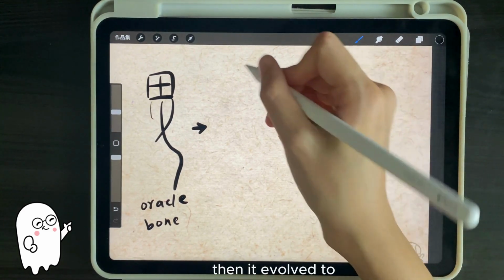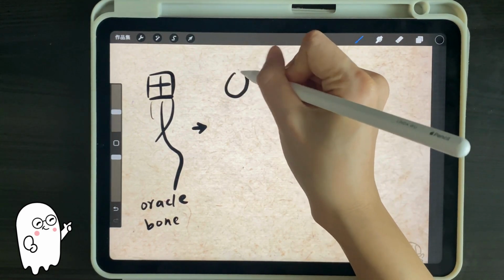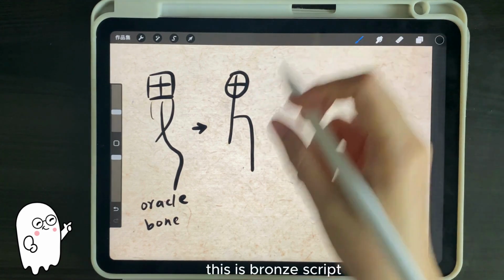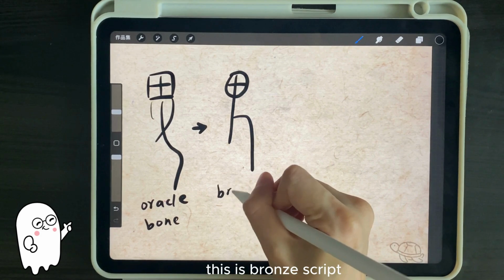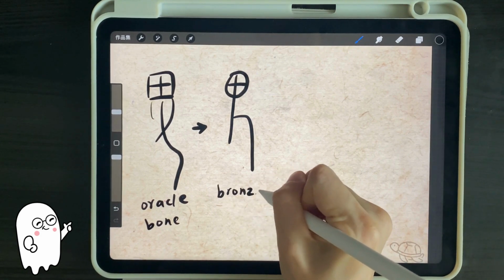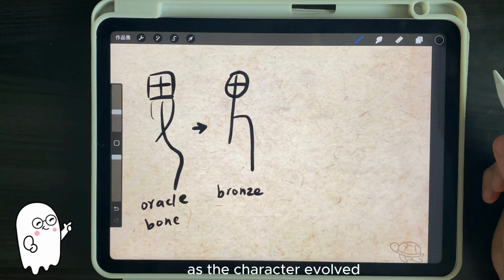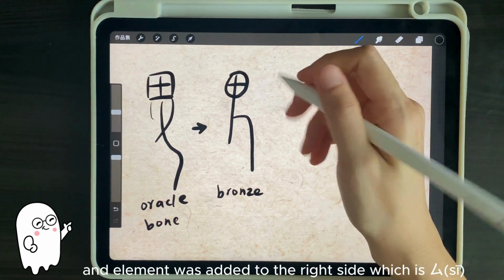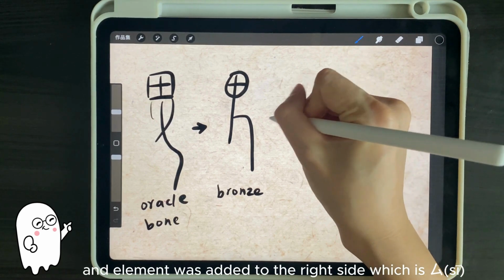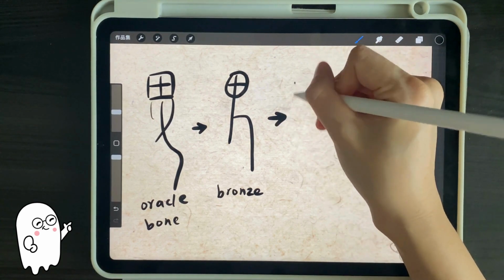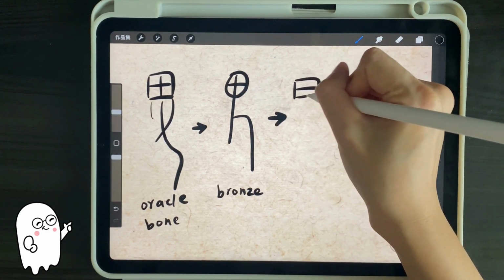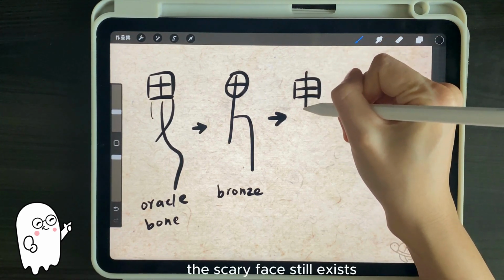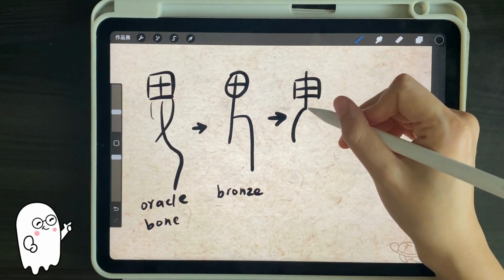Then it evolved to this. This is bronze script. As the character evolved, an element was added to the right side, which is 丝. The scary face still exists. Body.